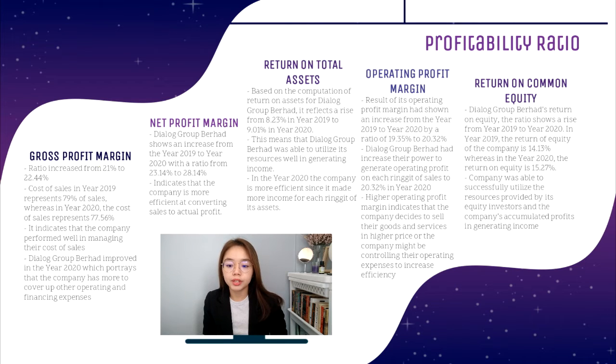Practically, a high operating profit margin indicates that either the company is selling the goods or services at a high price, or the company is controlling some of its operating expenses more efficiently.